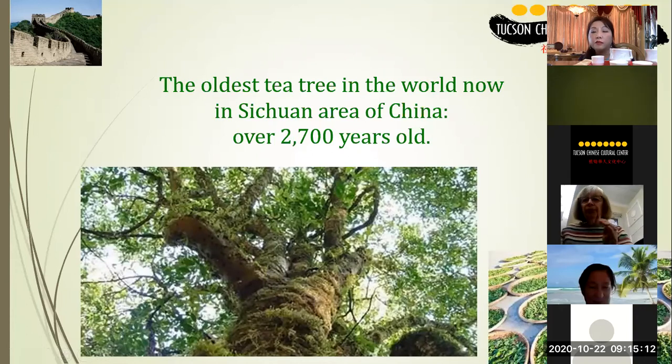The oldest tea tree, as you can see in the PowerPoint, is a huge, big tree. It is in the Sichuan area of China, close to Tibet, on the west, a little bit north side of China. This tree has over 2,700 years of history, and any tea you can get out of this old tree is extremely expensive. It's in the Sichuan area where the panda is, kind of cold and humid. Okay, let's move to next.